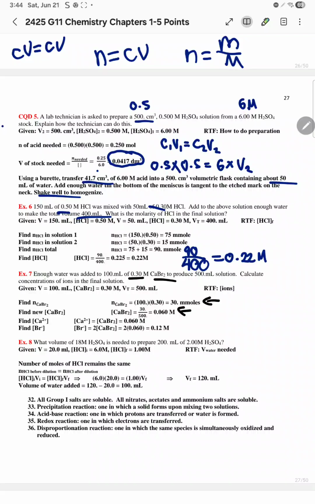Then, since CaBr2 is going to dissociate into Ca2+ and 2Br-, this molarity is going to stay the same for Ca, but you have to multiply it by 2 for Br because there are 2 moles of it.